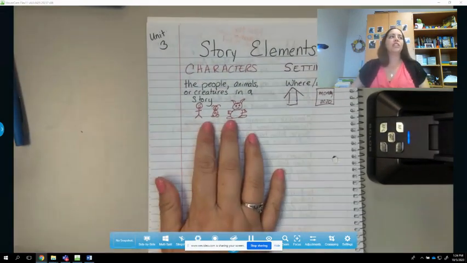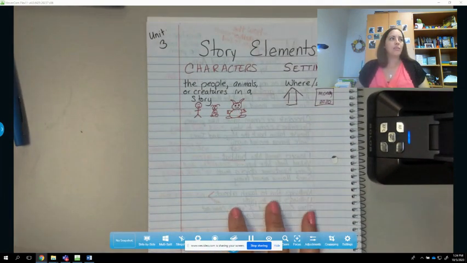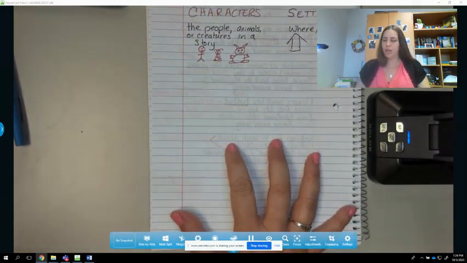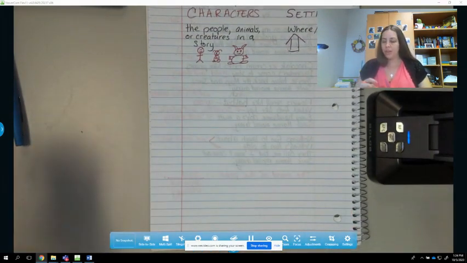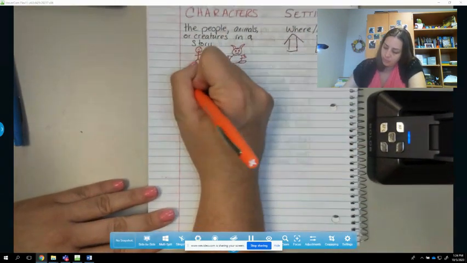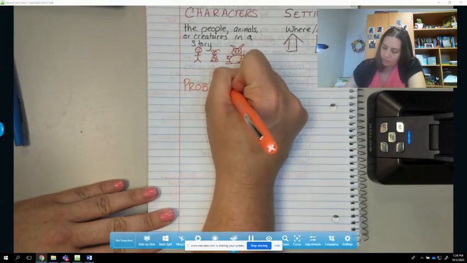So we have character, setting. Those are our first two story elements. And then I'm going to move this up a little bit so that you can keep seeing what I'm writing. After that, we have the problem. I wrote that a little bit too big, but that's okay. The problem.